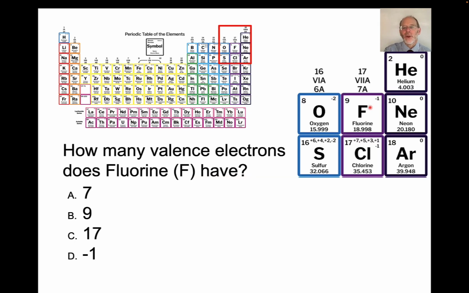So now let's look at fluorine. Fluorine sits over here. It's in the 7th column. How many valence electrons do you think fluorine has?